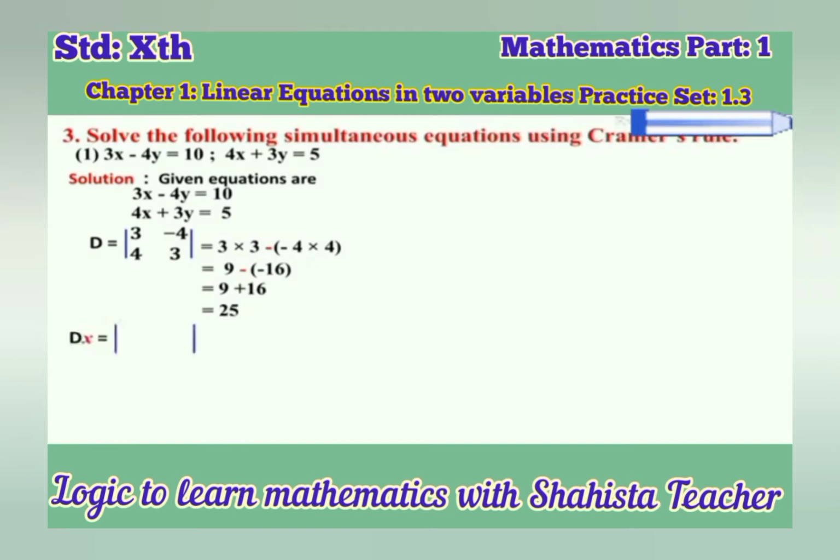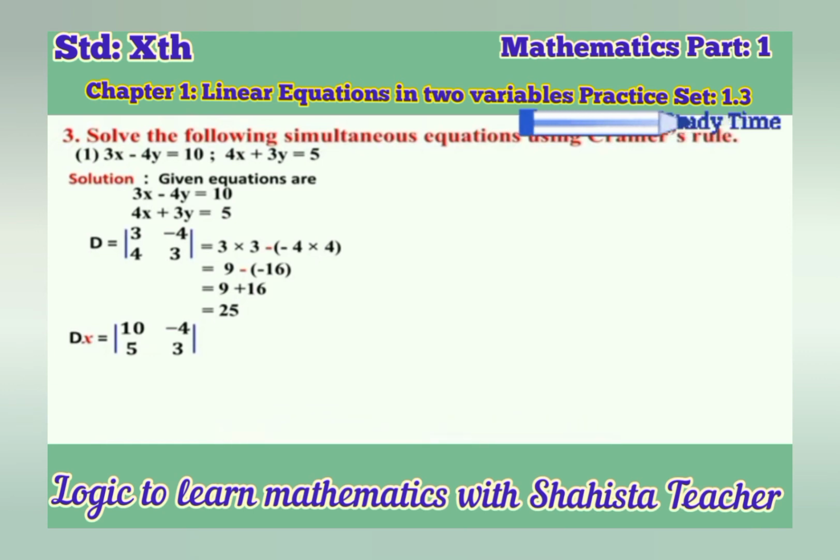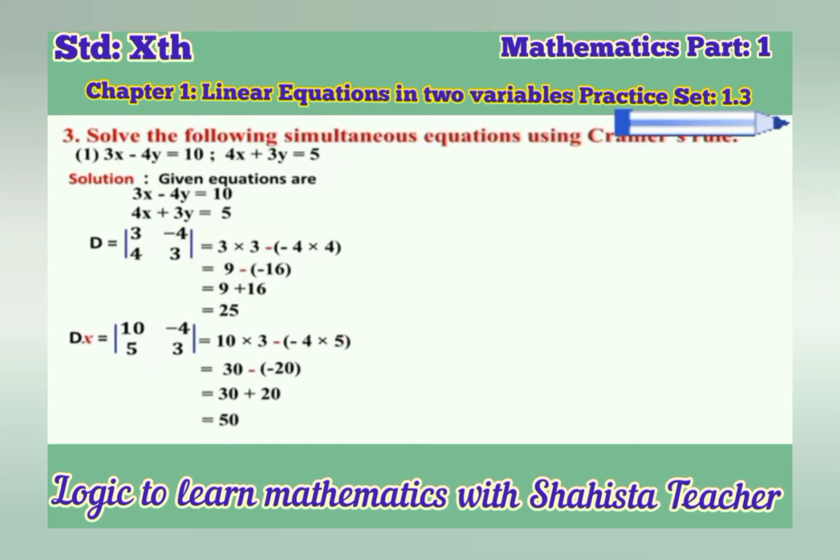After solving, we get Dx as |10 -4; 5 3|, with the C column 10, 5. Dx is the column of coefficients of x, where a1, a2 is replaced by c1, c2. See the C column. So 10 multiply by 3 and 5 multiply by minus 4. So that is equal to 10 times 3, which is 30, minus 4 fives are 20, minus 20. So 30 plus 20 is 50. So Dx is equal to 50. Is that clear, my dear students? So we have solved D and Dx.